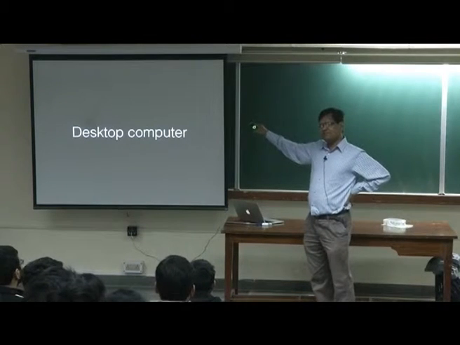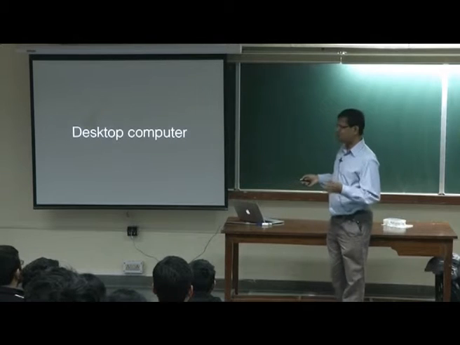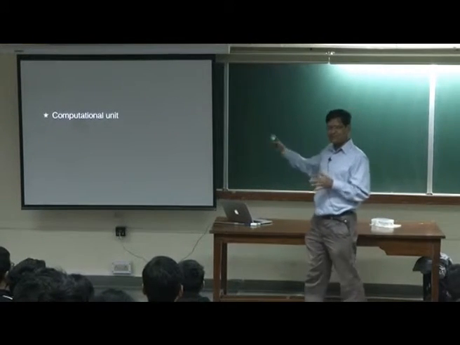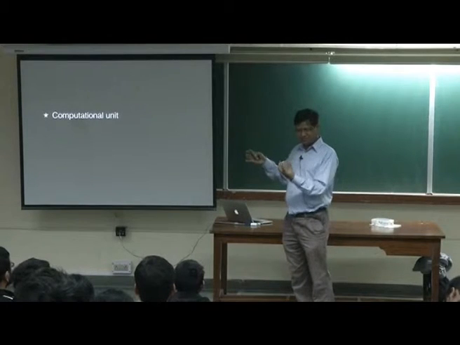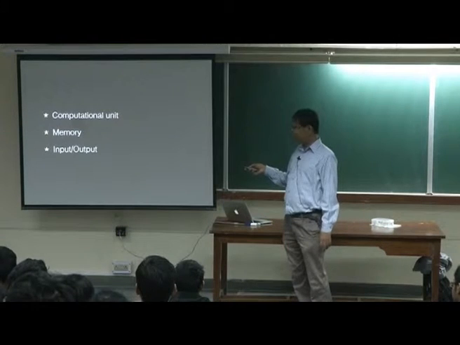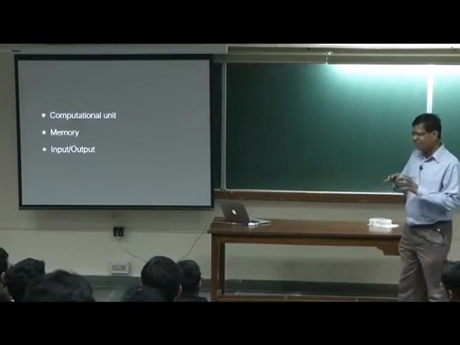In fact, the design remains the same. The units are getting more and more powerful. Okay, so the components of a desktop computer are the computation unit, called CPU, memory, and input output. Okay, so this is the von Neumann structure. Von Neumann thought about this idea.